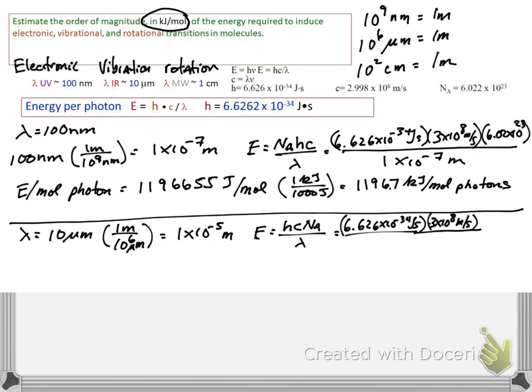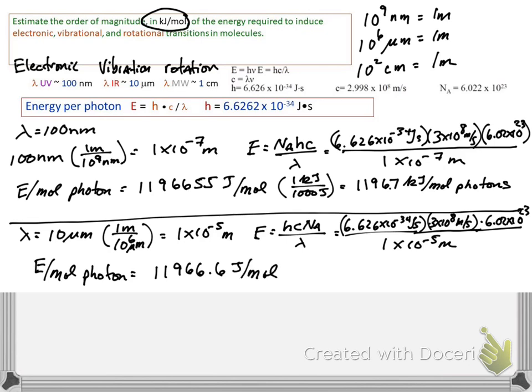So that's h, c, and Avogadro's number divided by the new wavelength we just obtained. We get the amount of energy in a mole of photons, which is about 11,966 joules per mole. We divide by 1,000 to get kilojoules, and it's 11.97 kilojoules per mole of photons.